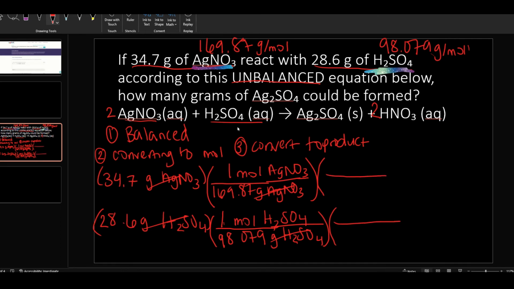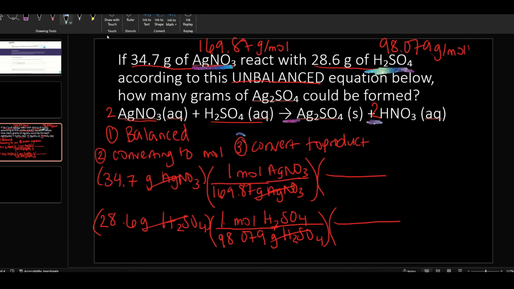So to do that, all you need to do is convert to either one of these products, either Ag2SO4, silver sulfate, or to your nitric acid. So you can convert to whatever you want. In our case, for our lab, you can convert just to silver, so it's not really that big of a deal. You don't have a choice. But here we have a choice.